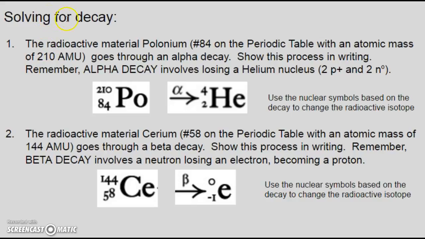So here's the good stuff. I'm going to have you do a couple problems, and you can go ahead and pause this, and I'll even go over a couple answers with you. So I'm going to have you look at the radioactive material polonium, number 84 on the periodic table, with an atomic mass of 210 AMU, that goes through alpha decay. So I'm going to have you show this process in writing. So remember, alpha decay involves losing a helium nucleus. I kind of have done it for you. But I want you to solve this. I want you to get a little practice with this. So use the nuclear symbol.